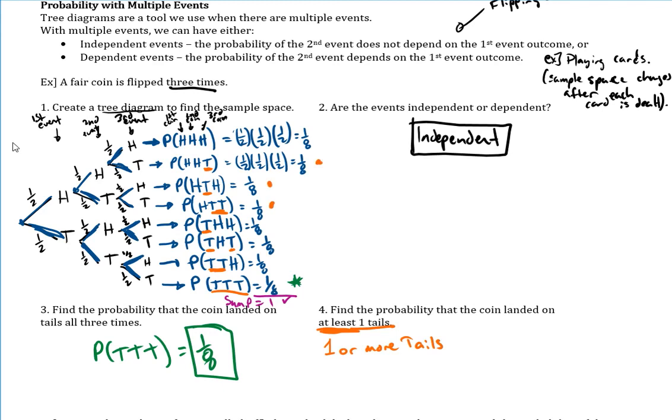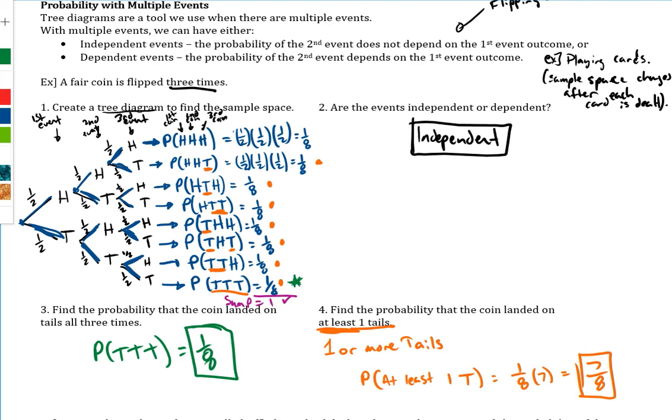So that's all of these: 1/8, 1/8, 1/8, 1/8, 1/8, 1/8, and 1/8. So I have 7 of those 1/8s. So this probability of at least one tails, I'm going to write it like that. At least one tails is 1/8, and there were 7 of them. So 1/8 times 7 is 7/8. There we go.